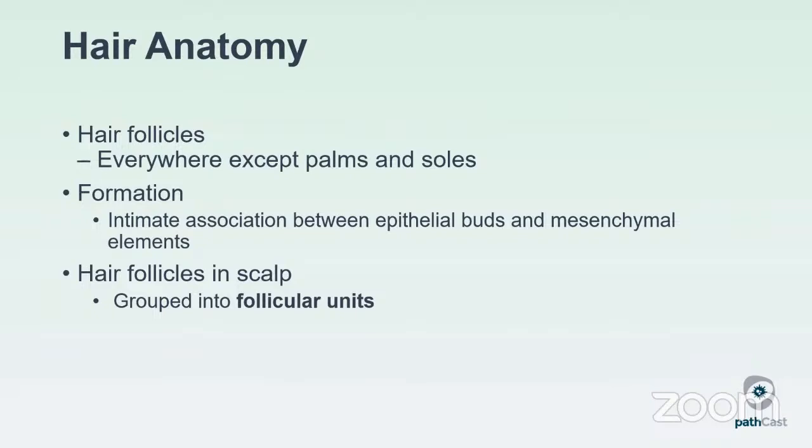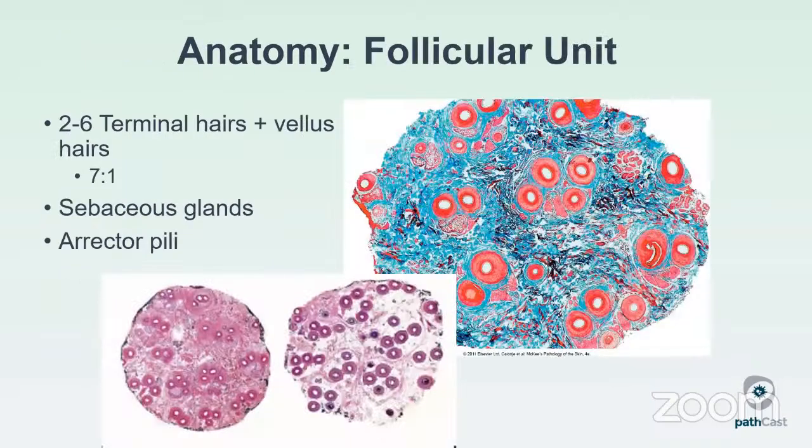So first, hair is everywhere except our palms and soles. It's formed by the intimate association between epithelial buds and mesenchymal elements. And in the scalp, hair follicles are grouped into follicular units. So this is what the follicular units are. It's the 2 to 6 terminal hairs plus vellus hairs. Normally that ratio is about 7 to 1 terminal to vellus in a normal scalp. Then you have, of course, associated sebaceous glands and erector pili muscles.